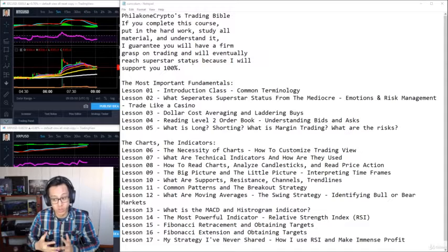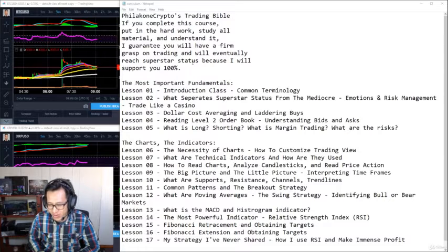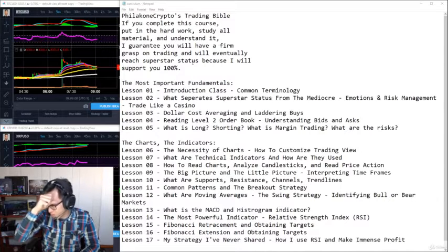So lesson 11 was great. I'm sure that you guys thoroughly enjoyed it, or I hope you have as well, right? Common patterns and the breakout strategy. It's definitely one of my favorite strategies to use. That one was a really detailed video. I hope it was detailed for you guys because I put a lot of effort into it. I want to make sure that you guys understand that very well.